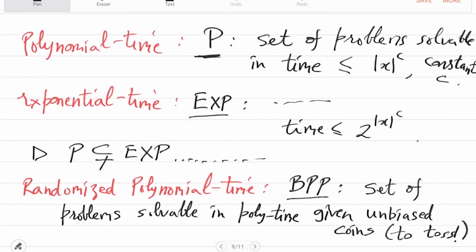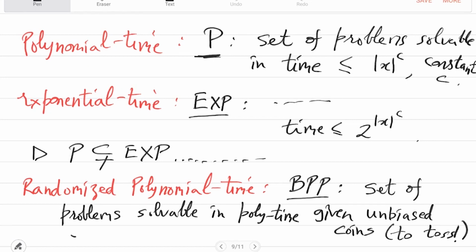Then there are these complexity classes: polynomial, deterministic polynomial time, exponential time. These classes are known to be different, EXP being bigger. And there is this orthogonal complexity class, which is BPP. So it is not deterministic. The Turing machine is a probabilistic Turing machine.